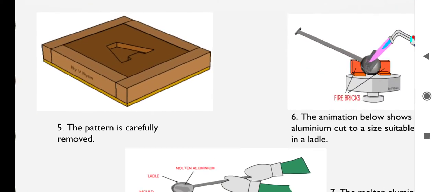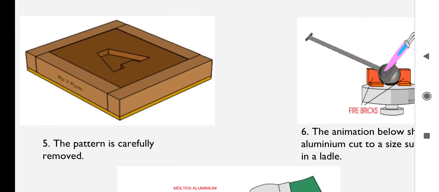So, as we discussed, pattern materials, what materials can be used for a pattern? The first one is wood. In the olden days, wood was the most commonly used pattern material. The main reasons are easy availability, low weight, and it can easily be shaped into a desired shape.